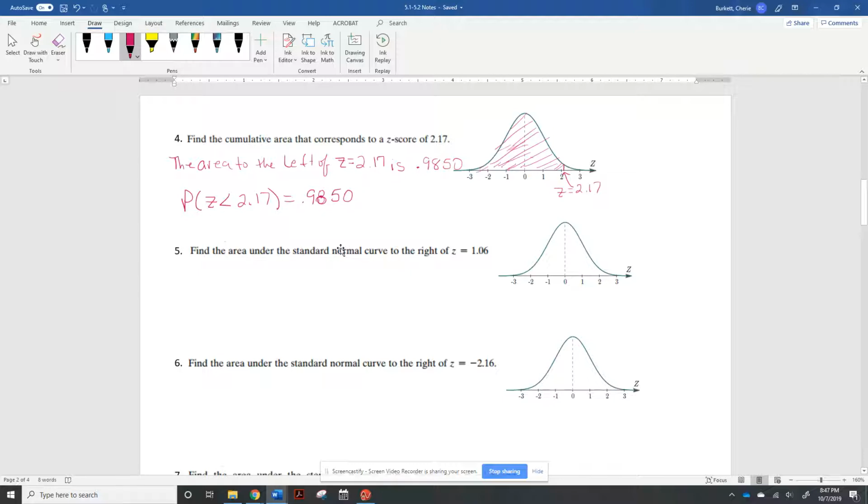Okay, how is this one different? Oh, I forgot to start my timer. Good grief, I cannot get it together.